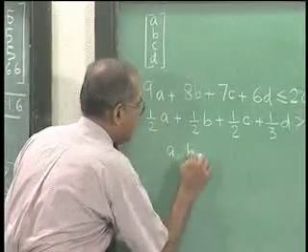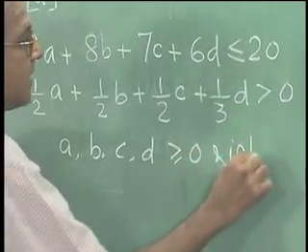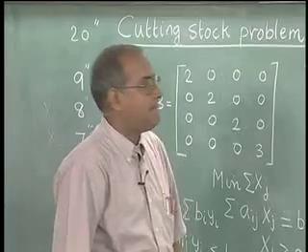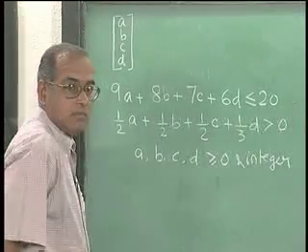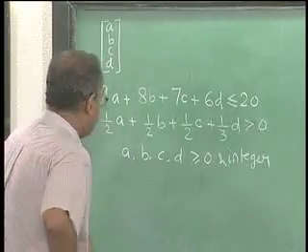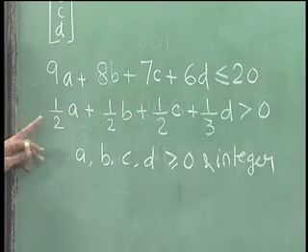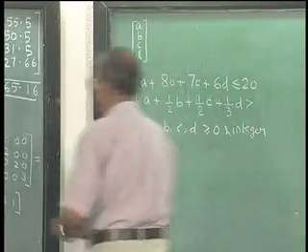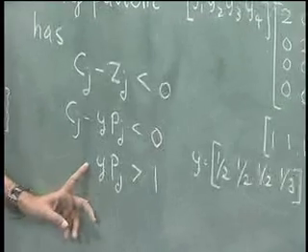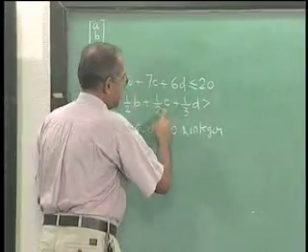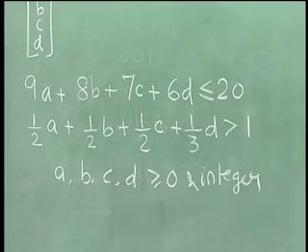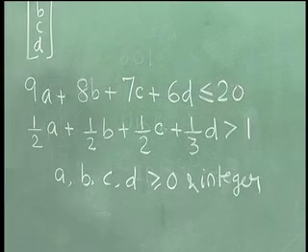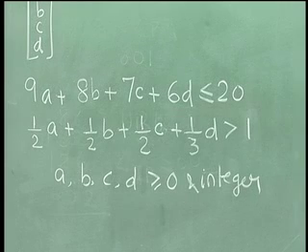Also, we have ABCD greater than or equal to 0 and integer. The integer comes because all the patterns will have only an integer number there. So, 9A plus 8B plus 7C plus 6D less than or equal to 20, half A plus half B plus half C plus 1 by 3 D greater than 1, because we have said that the entering pattern will have YPJ greater than 1, and ABCD greater than or equal to 0 and integer. So, we have to actually solve this problem to try and find out ABCD such that ABCD satisfies all these three, then such an ABCD can enter the basis.